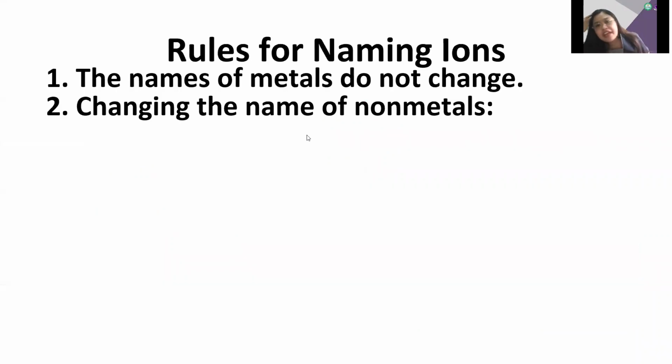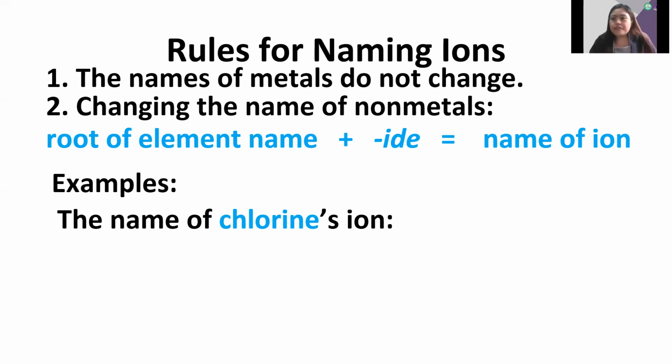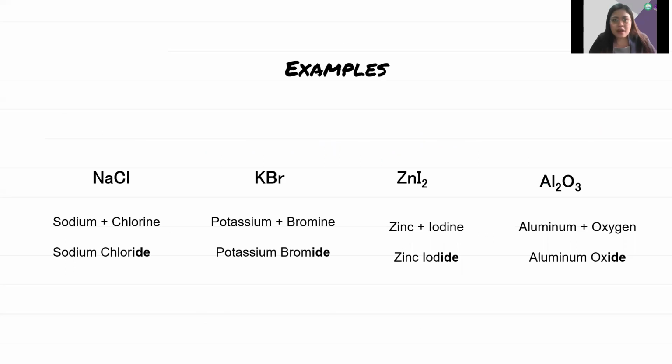So what are the rules again for naming our binary compounds? First, the names of the metals do not change, and the name of the nonmetal should have an ending of IDE. So it's actually the root of the element name plus IDE. So for example, if you have chlorine, when it becomes a chlorine ion, we will now call it chloride. And nitrogen will become nitride. So those are our rules for naming. We have examples on the screen. Before you name, first identify its components and whether there is a metal. If there is a metal, it is automatically an ionic compound.